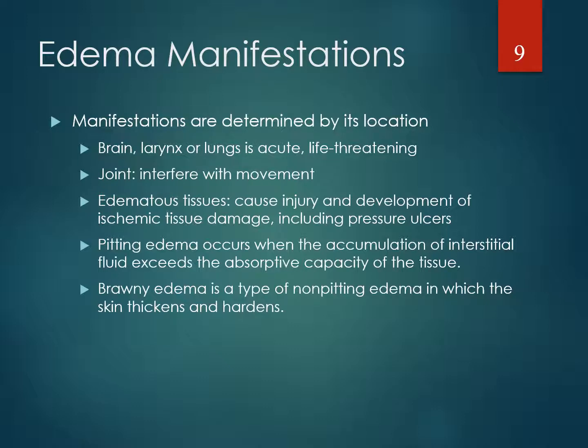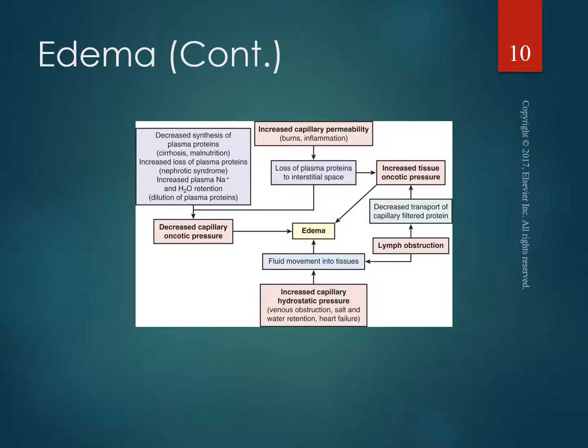Pitting edema occurs when the accumulation of interstitial fluid exceeds the absorption capacity of the tissue. Brawny edema is a type of non-pitting edema in which the skin thickens and hardens, and it gets that kind of brownish look. Non-pitting edema is most frequently seen after local infection or trauma. This is just showing you how edema can go to the different spaces.